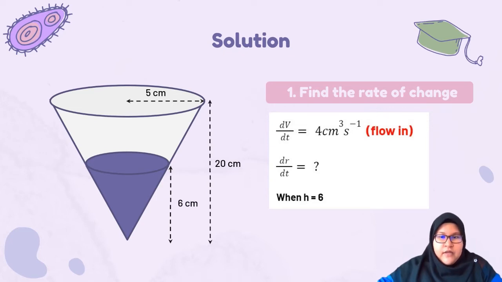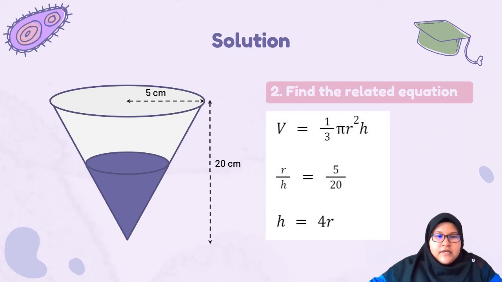Next, we have to find dr over dt when the height of water is equal to 6. The second step is we have to find the related equation. In this question, we use the equation for the volume of a cone, which is V equals 1 over 3 pi r squared h. And we also use the equation of r over h, which is radius over height, equal to 5 over 20, and simplify to h equals 4r.